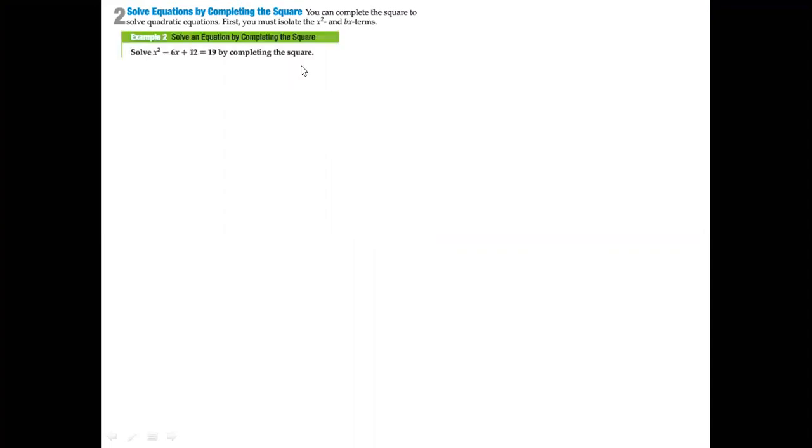So if I want to solve this one by completing the square, I'd subtract the 12 to the other side so that I have the x squared minus 6x on one side. And then you complete the square on the left side. But be careful, there's one little tweak you have to do, and it's very important. So if you take half the middle term and square it, so half of -6 is -3, square it, you get 9. You have to add that on.